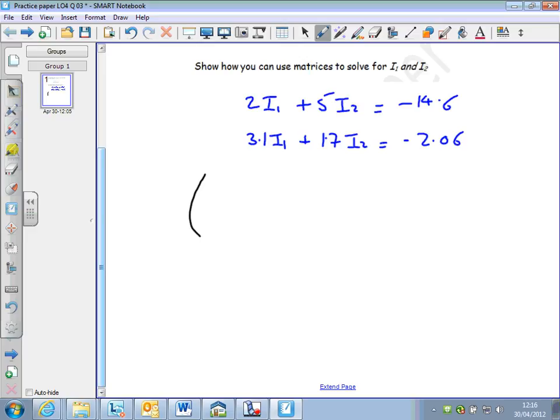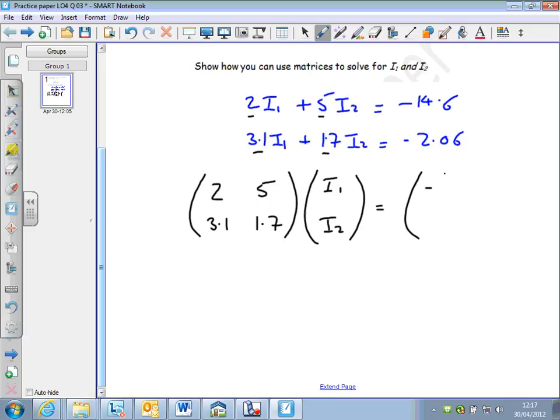The matrix 2, 5, 3.1, 1.7, and those are the numbers that appear here, if you look at them, multiplied by I1 and I2, gives me minus 14.6 and minus 2.06. And if you think about this, if we look at multiplying out these matrices on the left-hand side, we would get the solution on the right.